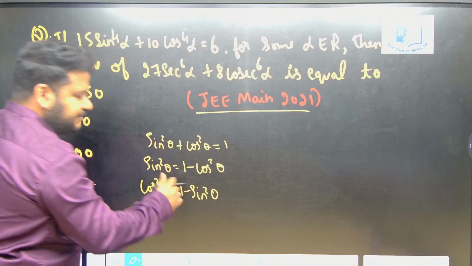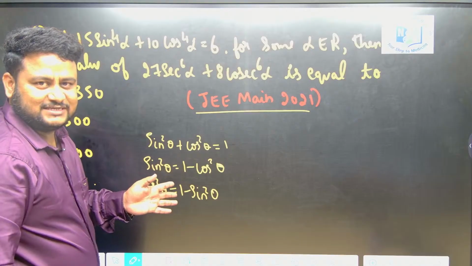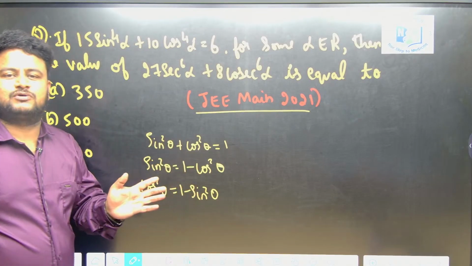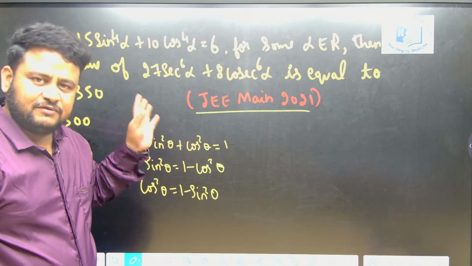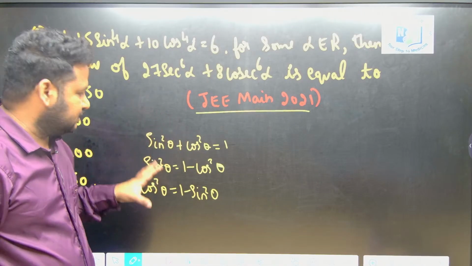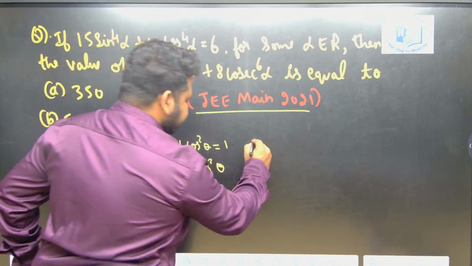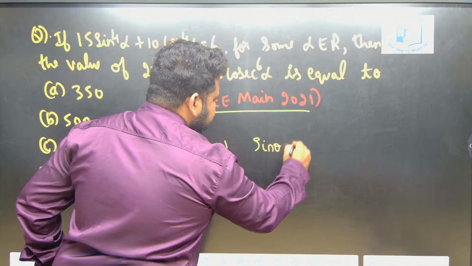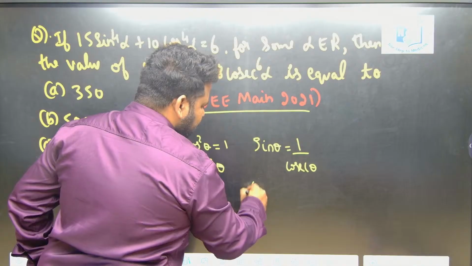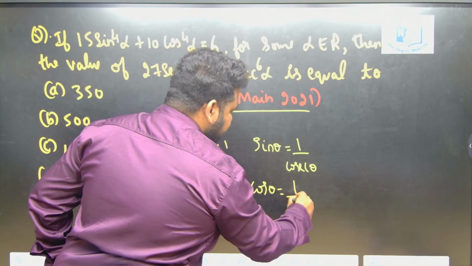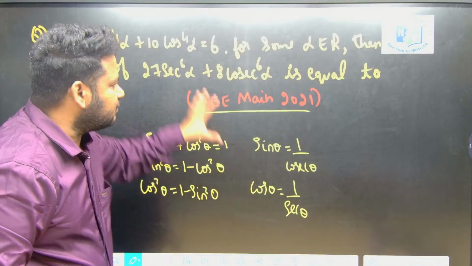Like this, we transformed each identity into various forms, be it 1 plus tan square theta is equal to secant square theta, or 1 plus cot square theta is equal to cosecant square theta. In various transformed forms we learned the identities in yesterday's session. Based on these identities only these questions have come. And also one more thing you have to know is the reciprocal relation. Sin theta can be written as 1 by cosecant theta. What about cos theta? Cos theta can be written as 1 by secant theta. So these are the trigonometric knowledge that we needed for solving this question.